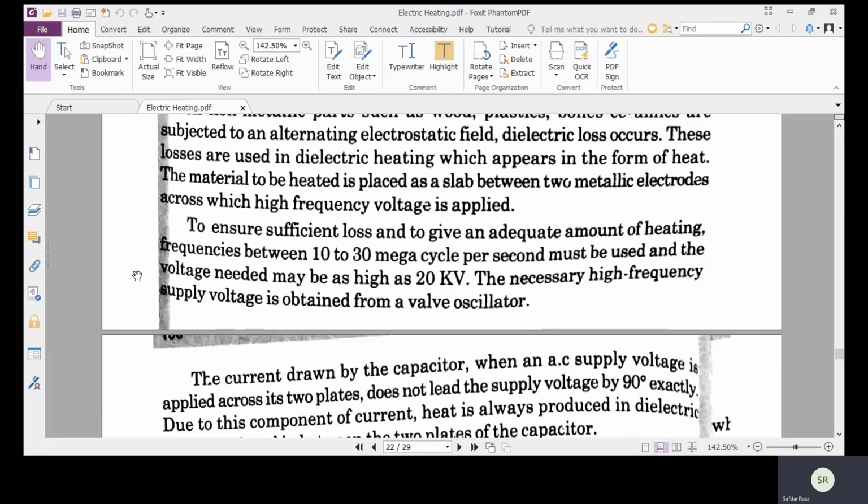To ensure sufficient loss and to give an adequate amount of heating, frequencies between 10 to 30 megacycles per second must be used, and the voltage needed may be as high as 20 kV. Here the basic requirement of frequency and voltage is given in order to get adequate heating. The necessary high frequency supply voltage is obtained from a valve oscillator. How can we adjust the frequency? By using a valve oscillator.